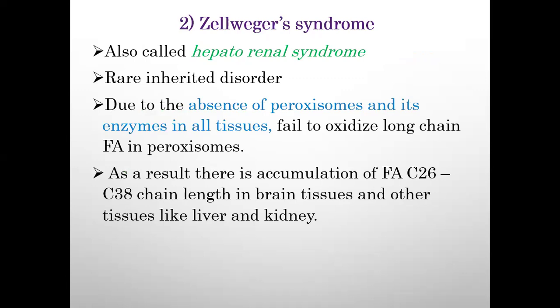You remember we discussed this, so you can always get back to those materials that we discussed, especially in the class. Here we have absence of peroxisomes, and there is inability to oxidize long-chain fatty acids in the peroxisomes. As a result, there is accumulation of fatty acids of 26 to 36 carbon chain length, and this accumulation is in brain tissues and other tissues like liver and kidney.